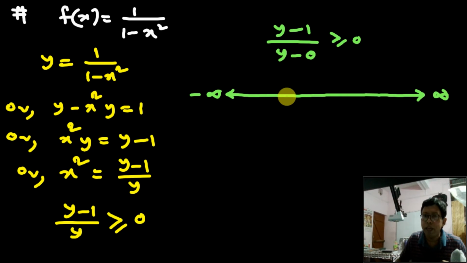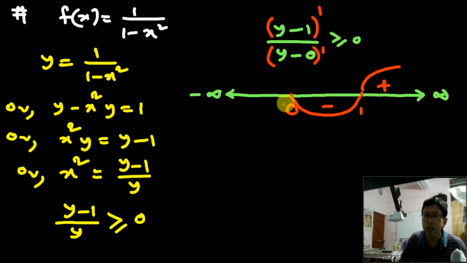So the critical values are respectively 0 and 1. Extreme right is taken as positive, and the critical point is 1, and the factor is y minus 1, its power is 1, so you have to change the sign. Yes, it is changed. And next, the critical point is 0 and the factor is y minus 0, its power is 1, which is an odd number, so again you have to change the sign. Now one thing is very important: since y is in the denominator, y cannot be equal to 0, so you have to discard the 0 from the real line.